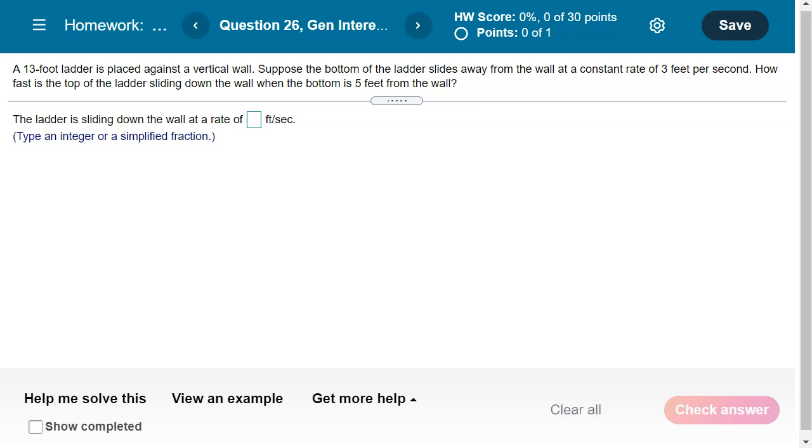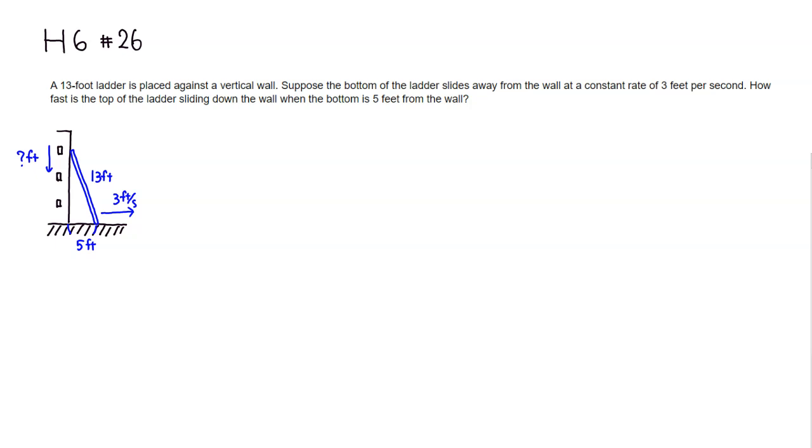All right, let's look at homework 6, problem number 26. This is a ladder problem, so let's look at that. I already drew a picture. It says that a 13-foot ladder is placed against the vertical wall. So that's 13 feet long, placed against the wall.